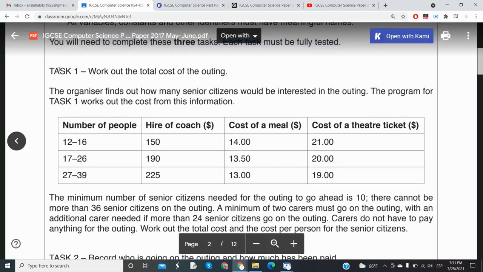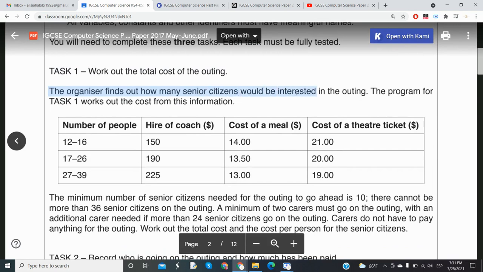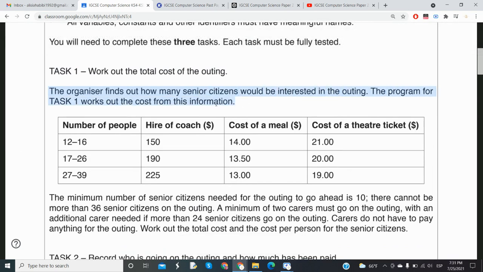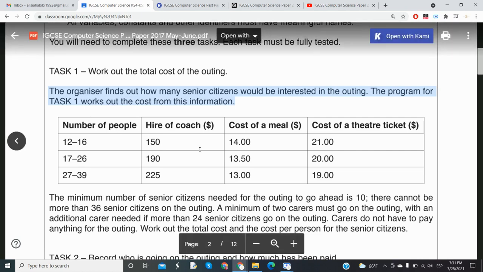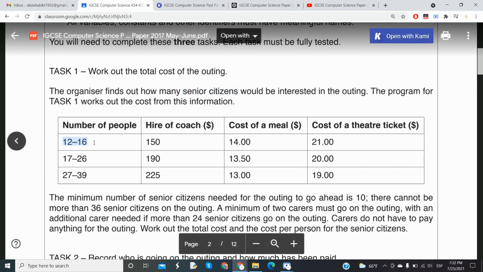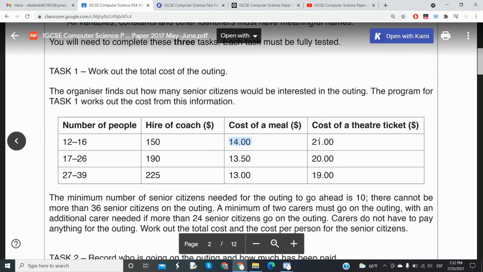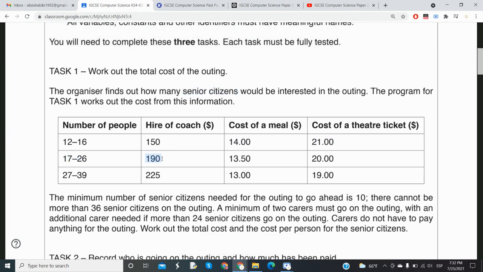So task 1 says you need to focus on working out the total cost of the outing. The organizer finds out how many senior citizens will be interested in the outing, and then the program for task 1 would work out the cost using the information table below here. So this information table basically presents the number of people that are going to be going for this outing. And then, of course, this refers to the senior citizens. So if there are 12 to 16 people, that means that a coach of $150 could be hired. The cost of the meal for each person would be $14, and the cost of a theater ticket would be $21.